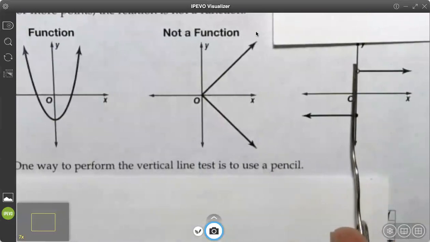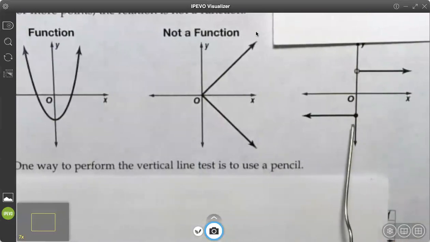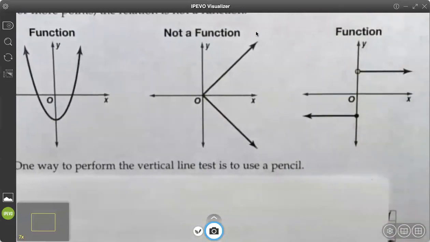Yes, even right here at an x value of 0, I only have one y value right here. This one is open. So yes, that is a function. It passes the vertical line test. And every x value has only one y value. Every input has only one output. Every domain has only one range.